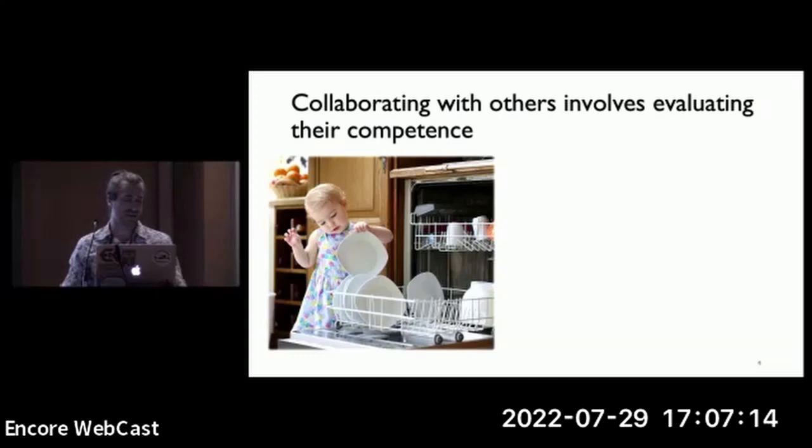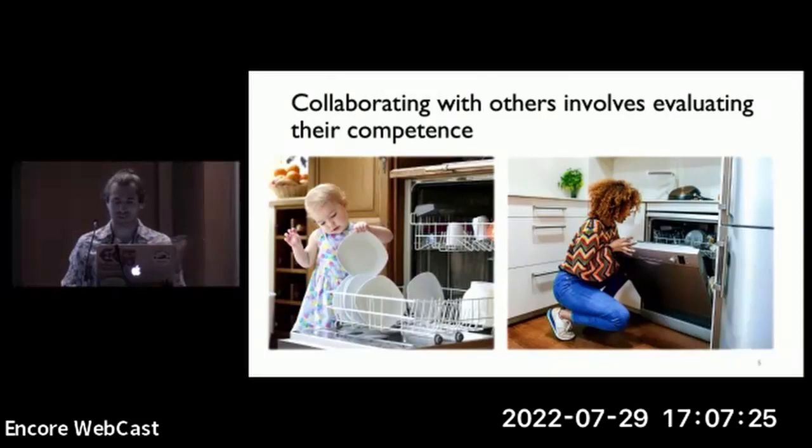So what this boils down to is that collaborating with others involves evaluating their competence. So putting away dishes with children requires careful attention to what they know and what they're capable of. And with adults, as simple as it is, it relies on a rich set of shared knowledge and expectations. So the question we're interested in is, how do people go about making the kinds of competence evaluations that are necessary for this sort of complex coordination? In other words, what kind of cues from the environment or from people's behavior do we rely on when we're doing this?